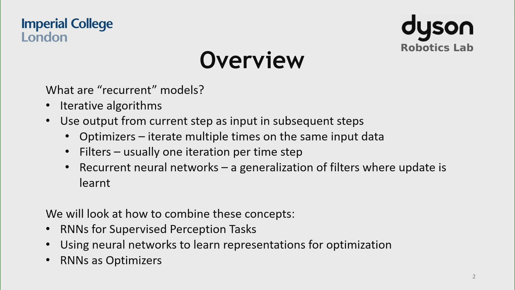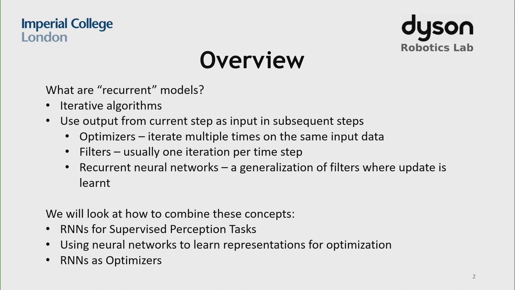Okay, so just a quick overview of my talk. What is it that I actually mean by recurrent models? I'm not just referring to recurrent neural networks, as you might think. I'm actually referring to a broader class of iterative algorithms, which use the output from the current time step as the input to subsequent steps in the estimation. So this is actually quite a broad term, and there's many algorithms which fall under this name.